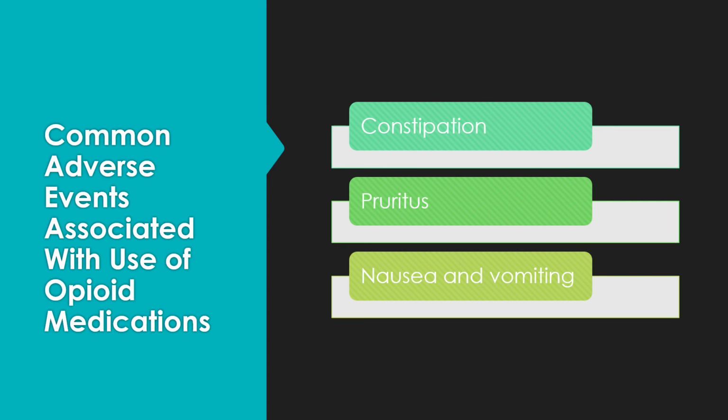So some common adverse events associated with opioids, this should be familiar for you, right? If they're having an interaction to the opioid medication, constipation's a huge one. Pruritus is a big one, and then nausea and vomiting are also some common ones. And that concludes chapter 36 on pain.